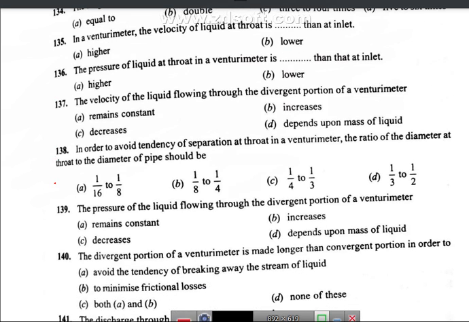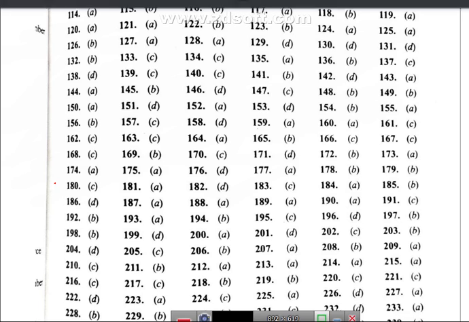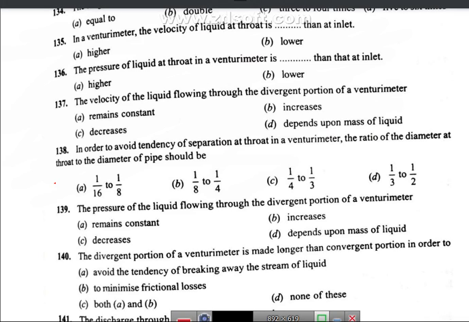135. In a venturimeter, the velocity of liquid at the throat is dash than at inlet. 135 कह रहा है कि in a venturimeter में जो velocity of liquid है at the throat is dash than at inlet, higher होगा या lower होगा. 135 का A, that is higher. In a venturimeter, the velocity of a liquid at throat is higher than at inlet.